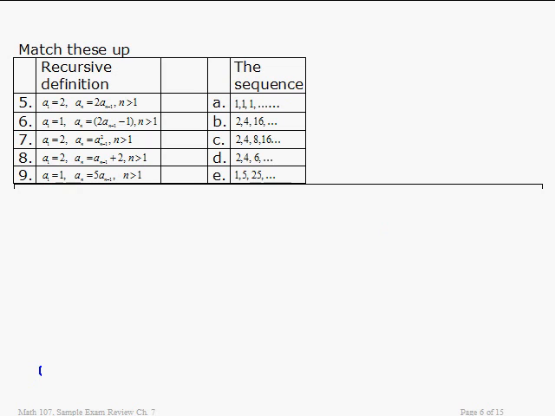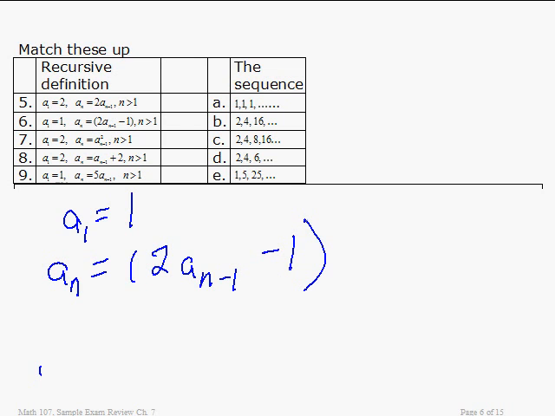I'm going to go through the others because I think sometimes people have trouble with these. Okay, a1 is 1, we're told that. Then the new one equals twice the previous one minus 1. So we'll work this out. a1 is 1, that's given. a2 is going to be 2 times a1 minus 1. Well, a1 is 1, so that's 2 minus 1. That's going to be 1 also.